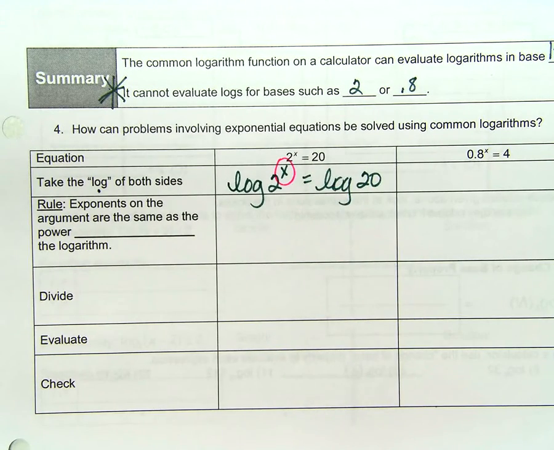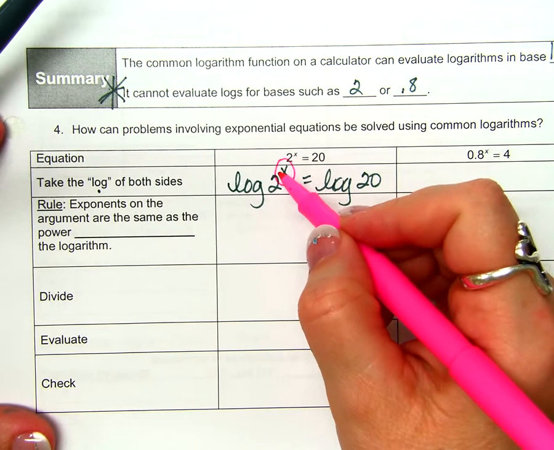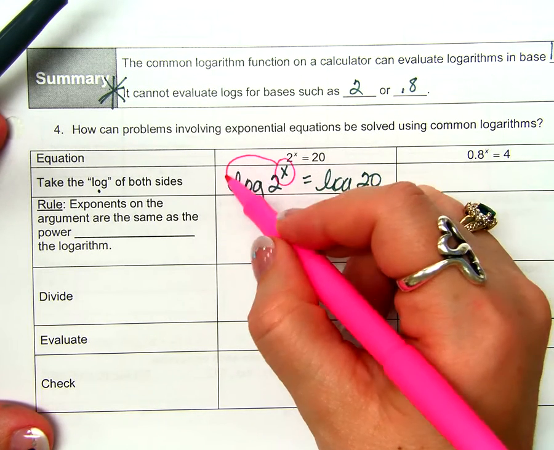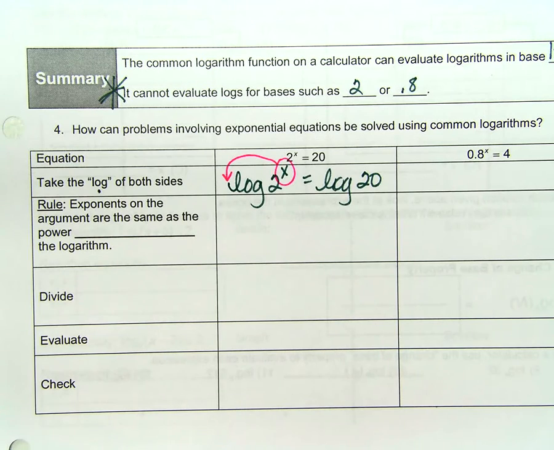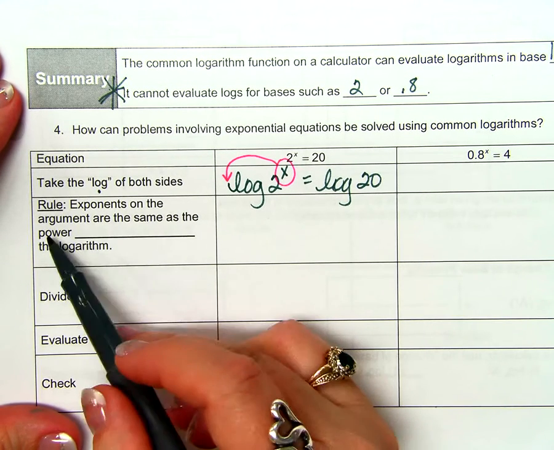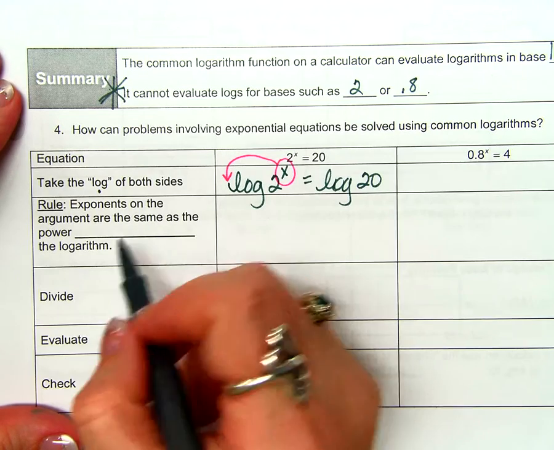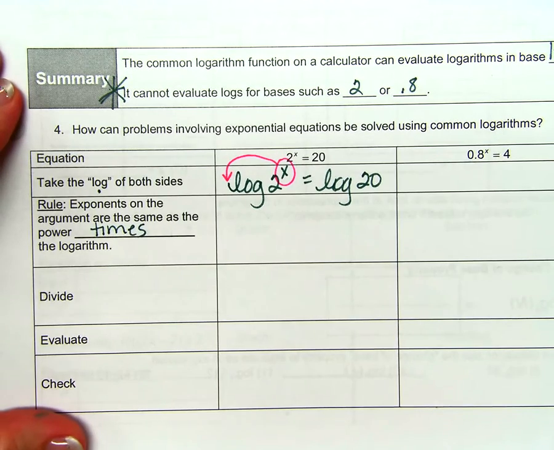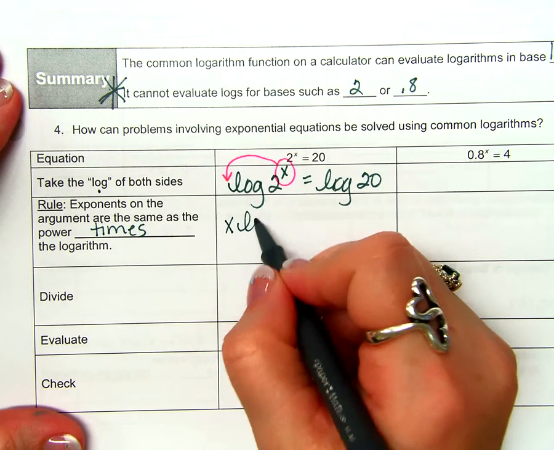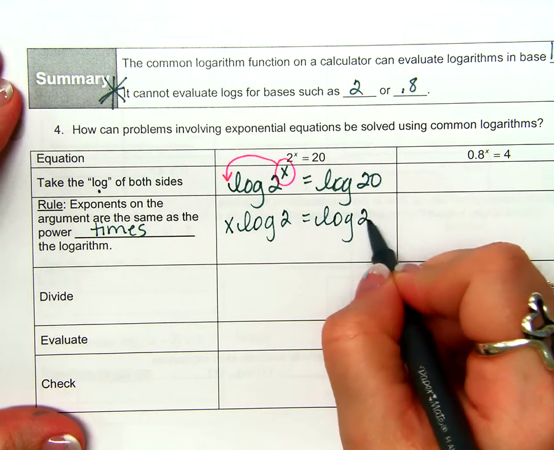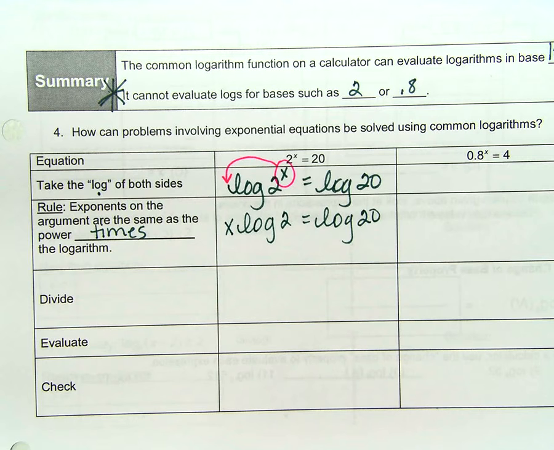So what happens here? What happens with that x? Remembering our properties from the last couple days, doesn't it come down in front as a multiplier? Because the rule is exponents on the argument are the same as the power times the logarithm. So I have x log of 2 equals log of 20. Okay so far?